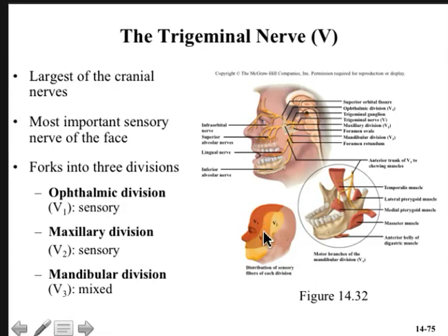There's V1, V2, and V3 in this map of the dermatomes of the head. And you can also see the muscles innervated by the mandibular branch, the temporalis, the lateral and medial pterygoids, the masseter, and the anterior belly of the digastric. So this is one of those muscles, one of those nerves that we use when we're chewing stuff.